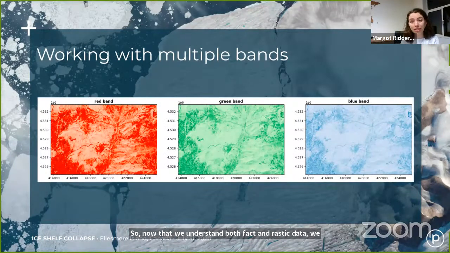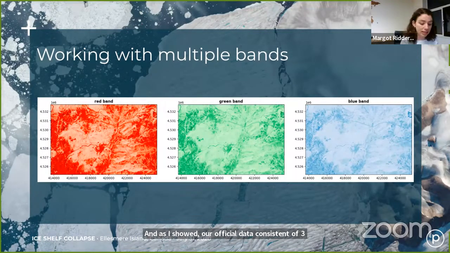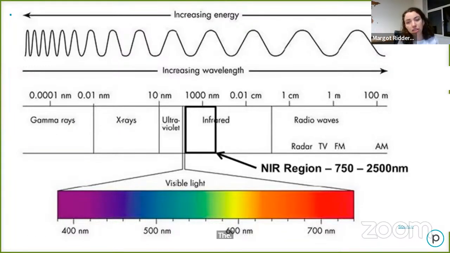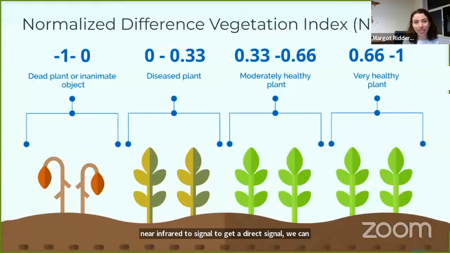And as Amber showed, our visual data consisted of 3 bands, the red, green, and blue band. But this is only a very small part of the electromagnetic spectrum. And for our next exercise, we're actually going to expand the part where we're looking at. And we're also going to take into account the near-infrared region. And this is actually because by combining the near-infrared signal together with the red signal, we can create a new signal, which is called the normalized difference vegetation index, or I will call it the NDVI, otherwise this workshop will take a lot more time if I say it out loud every time.